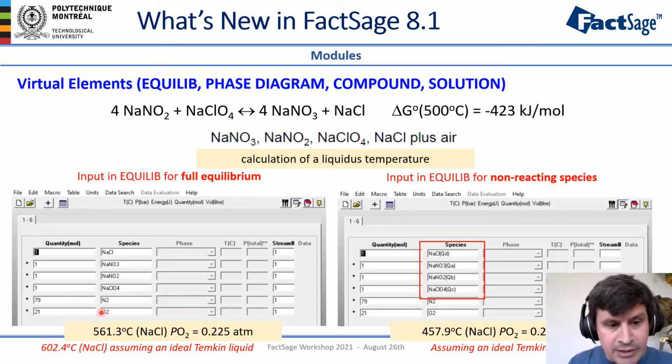And initially in the reactants there was a partial pressure of oxygen of 0.21 atmosphere. However, in our case, it's a slightly higher pressure because of the decomposition of the perchlorate.